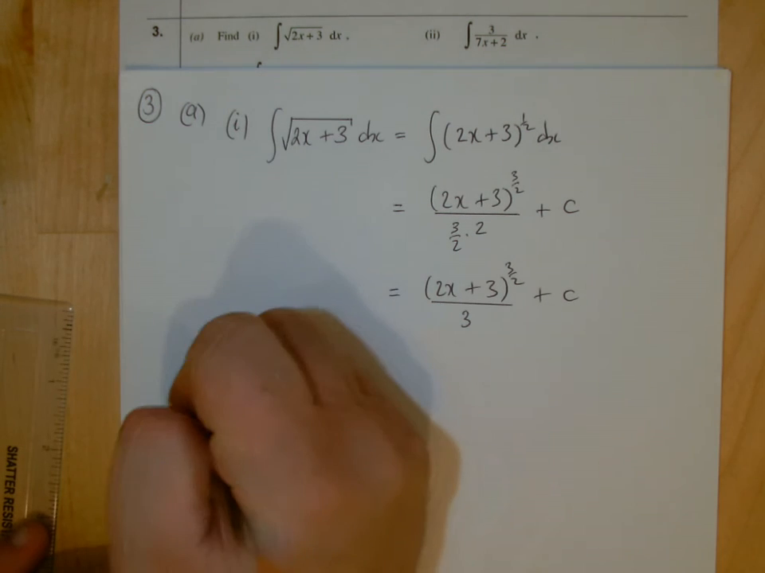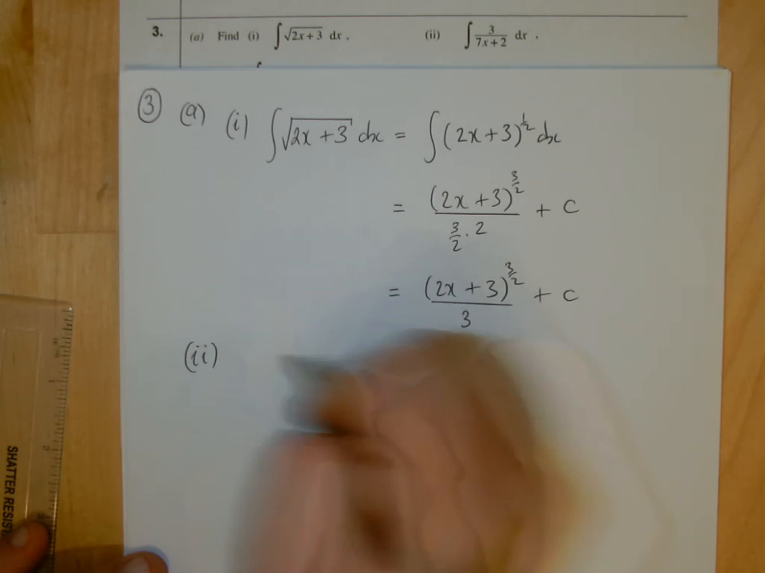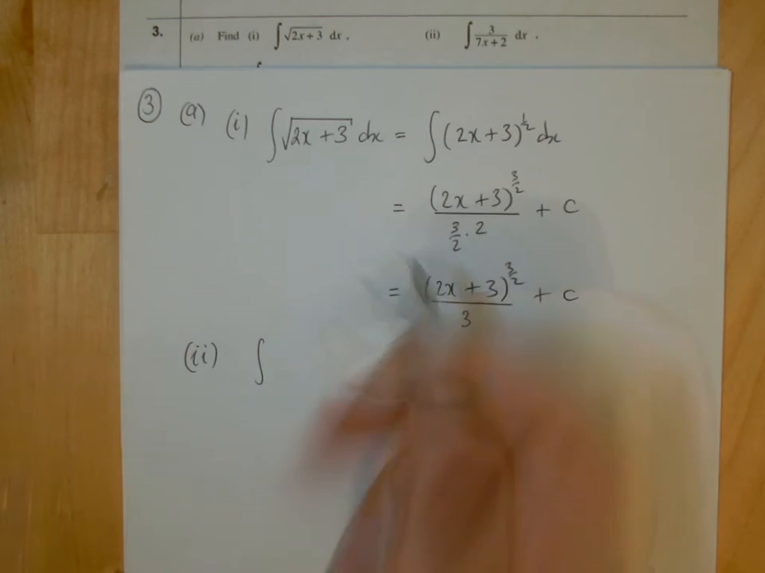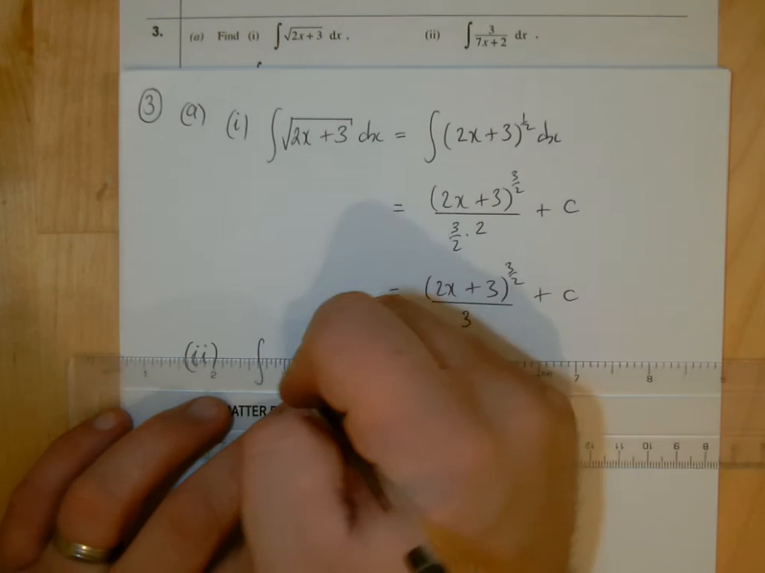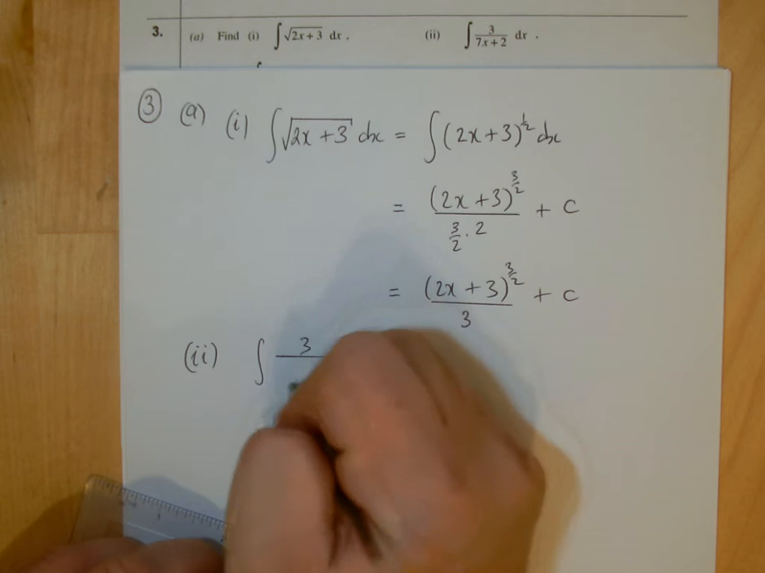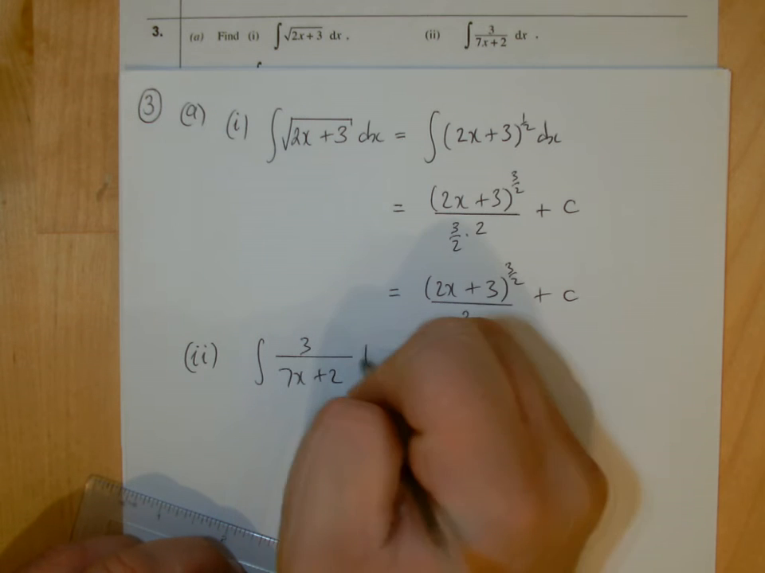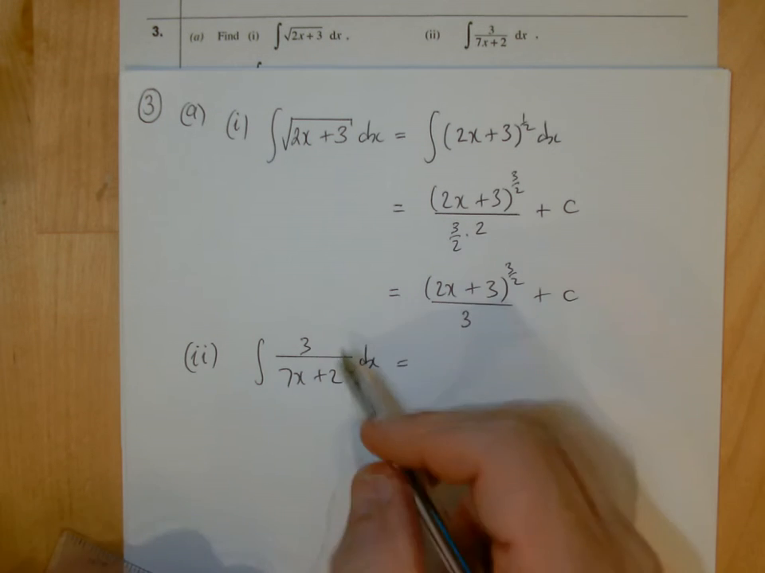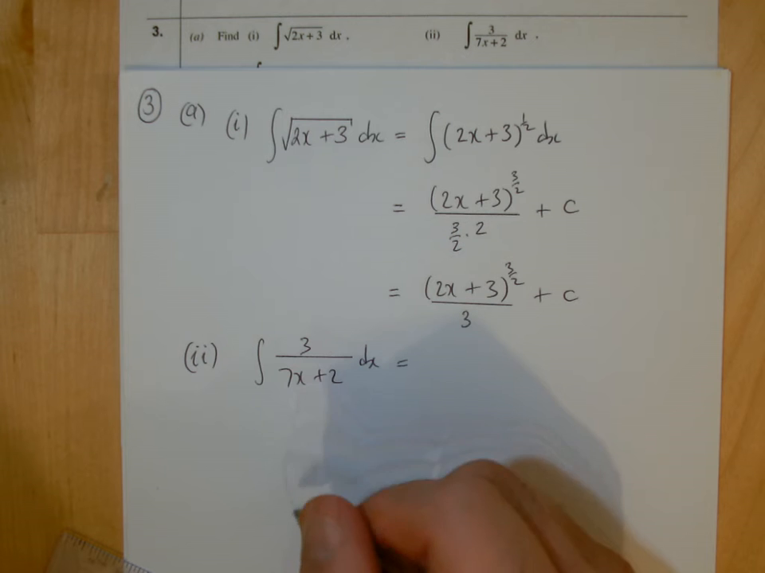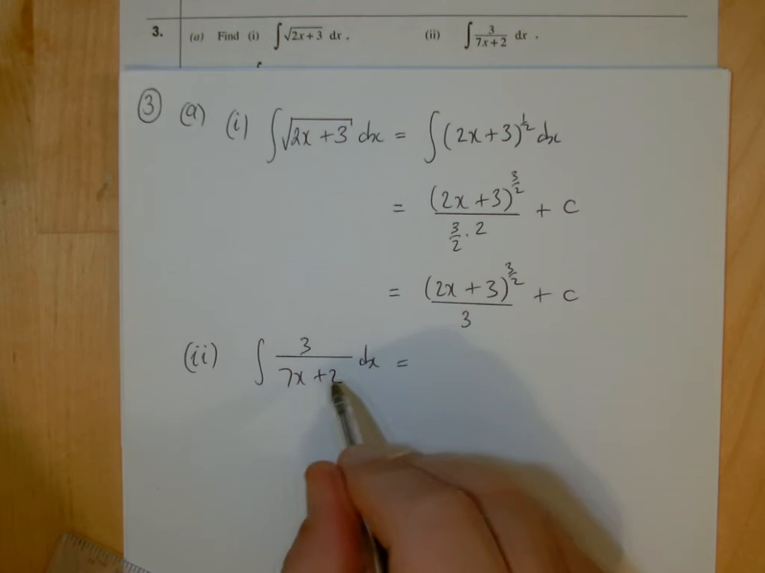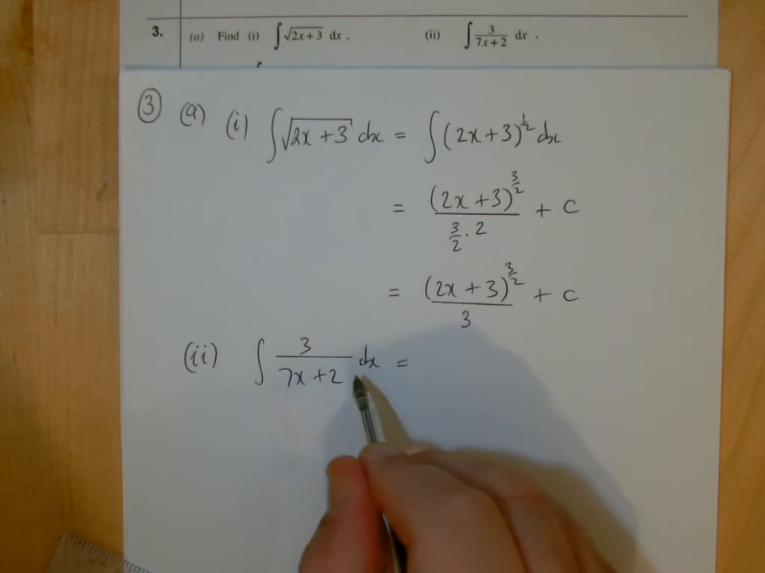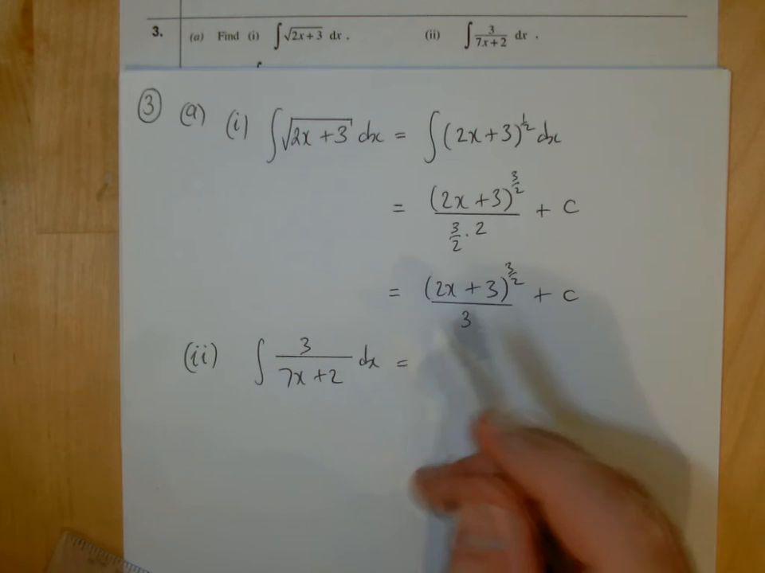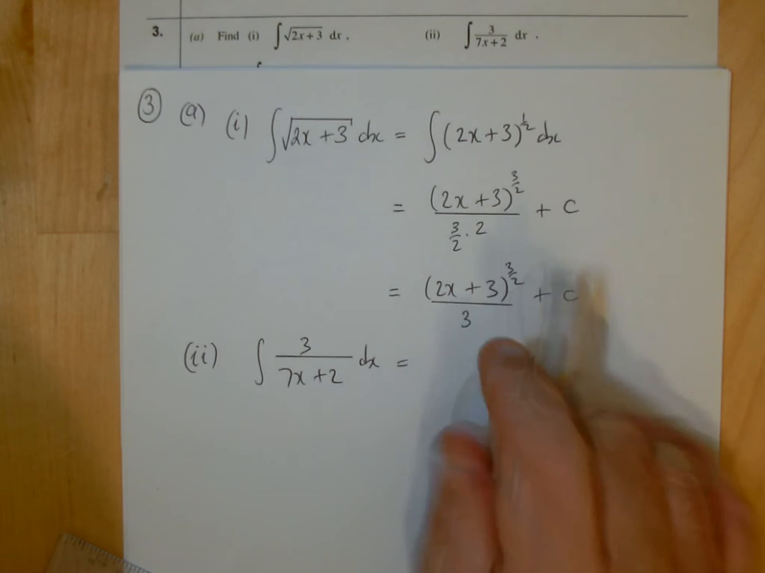So with the second part then, we've got to integrate 3 over 7x plus 2 dx. So notice this is a linear term on the bottom, so it's no good putting that to power 1 and then taking it up to the power minus 1, it won't work, the whole thing will crash.